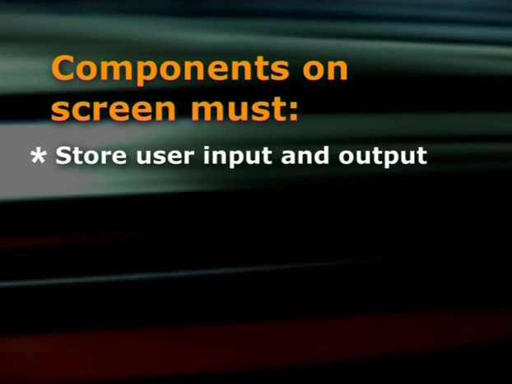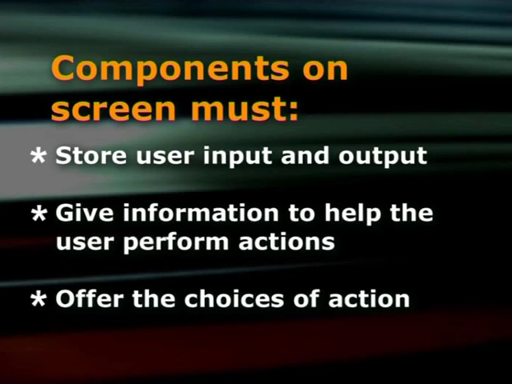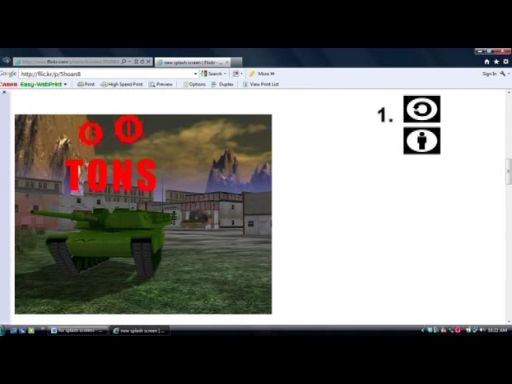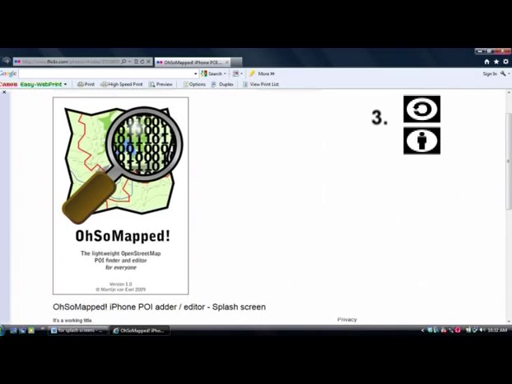When you decide on components to use on the screens, it's important to remember that they must store user input and output, give information to help the user perform actions, or offer the choices of action. Some screens may have very few components. Take a look at this example of a design for a splash screen. But remember, you must still describe the function and the layout.